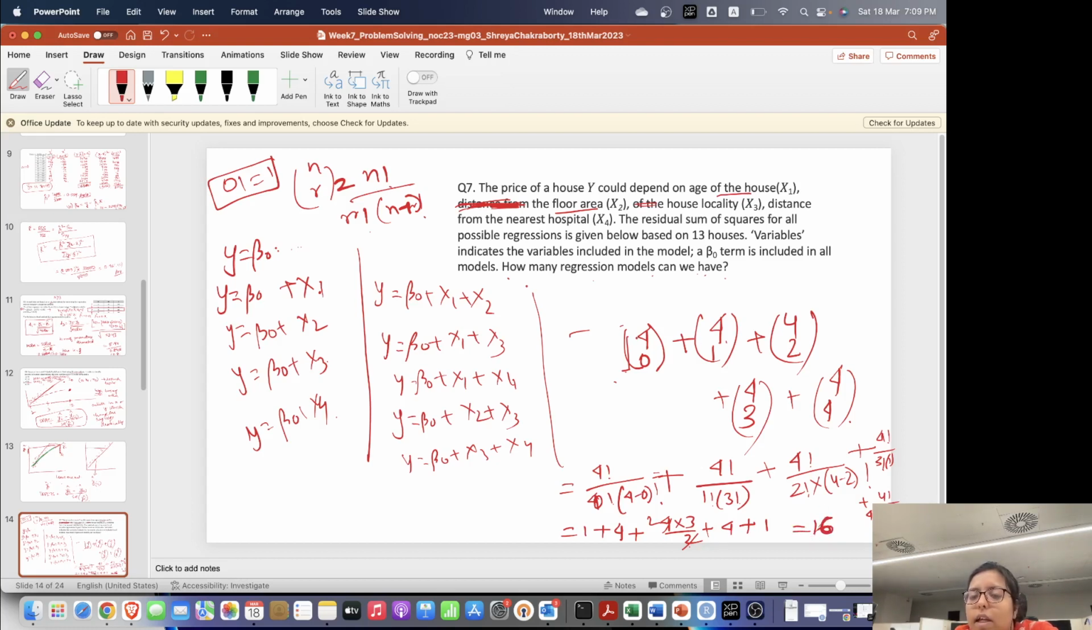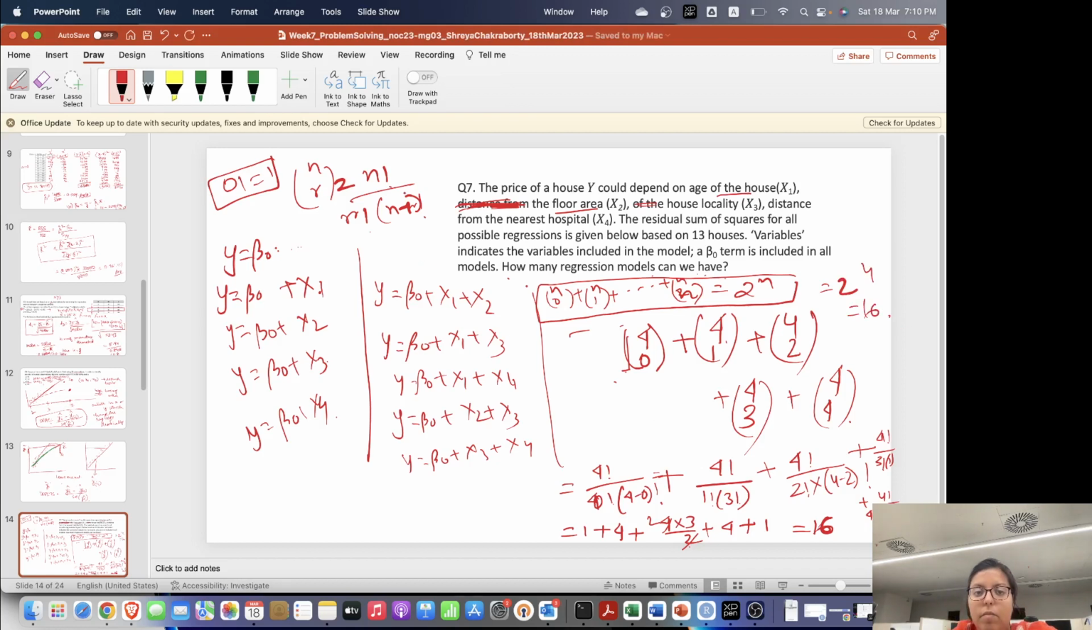Also, if we have something like NC0 plus NC1 plus dot dot dot plus NCN, that is essentially 2 to the power n. Okay, this is also one shortcut formula. So, here we had n as 4: 4C0, 4C1, 4C2, 4C3, 4C4. So, it will be 2 to the power 4, that is 16 total models. I hope this is clear.